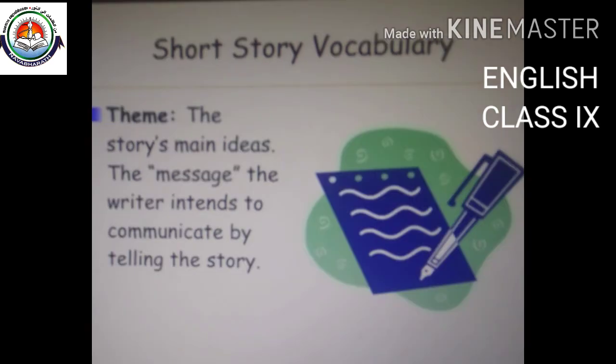The theme of the story means the main idea, the message which the writer needs to communicate to the reader. That's the message, the theme. And in your aspect, when you are writing a story for the exam, either the beginning part or the hints will be given to you. So there you have to either develop the hints or start with the beginning and develop it into a big story.